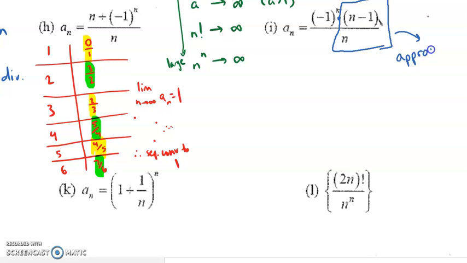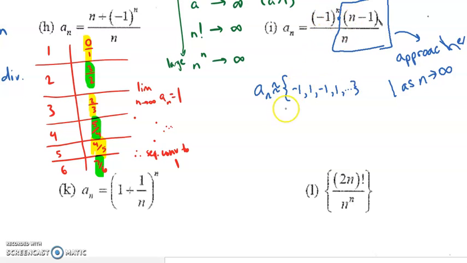Now, n minus 1 over n is going to approach 1 as n goes to infinity. So a sub n is going to look an awful lot like the sequence -1, +1, -1, +1, etc. Eventually, right? Once n gets big enough, these terms are going to be extremely close to +1 and -1.